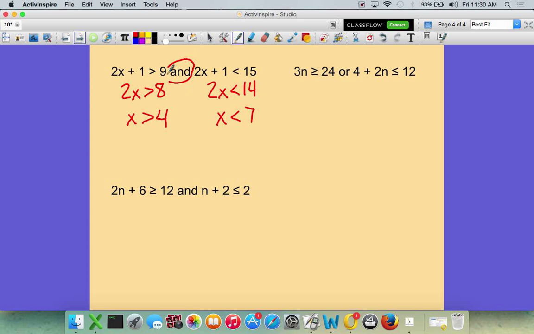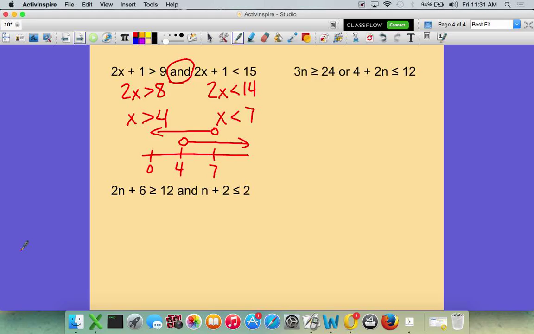Now notice we have an "and" in here. And means, where do they overlap? Well, if we were to look at the graph here, we would have our 0 and our 4. This one, x is greater than 4, open circle going that way. x is less than 7, we'd throw a 7 on here, and then we'd have an open circle going that way. And means, what do they have in common?